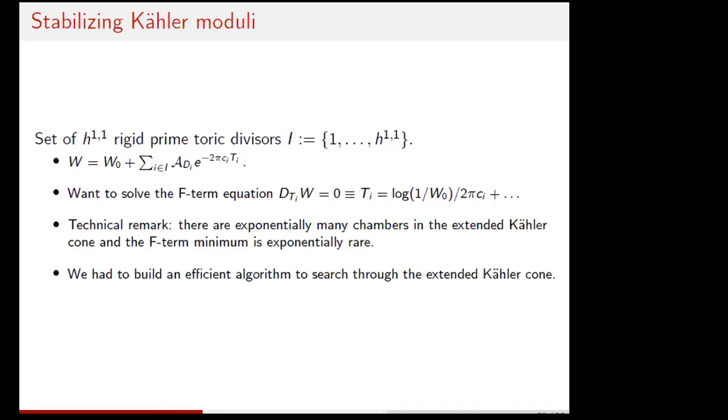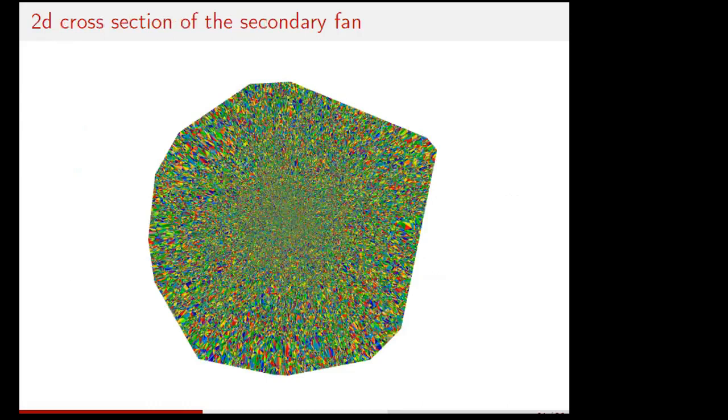So this is why we had to build a very efficient algorithm to find a KKLT-like AdS minimum in the vastly big extended Kähler cone. To give you a sense, let me show you a 2D cross-section of the extended Kähler cone. It's not actually the extended Kähler cone, it's rather the secondary fan, but they are roughly the same thing. And what you can see is that each dot or each color or each island in the picture is describing a distinct Kähler cone. This picture was made for a Calabi-Yau with h11 of 491.